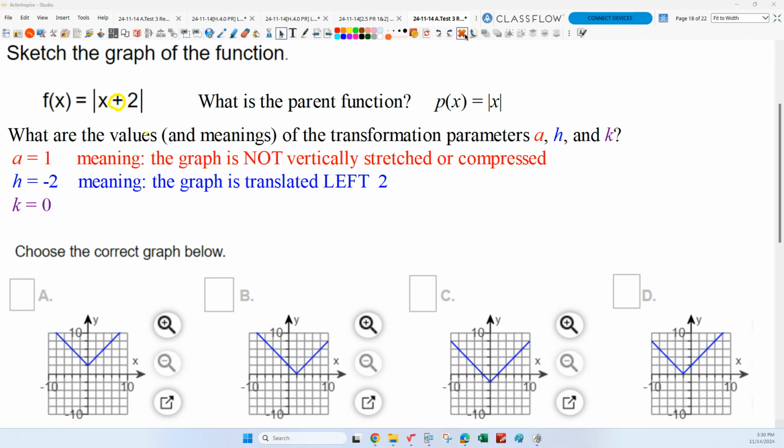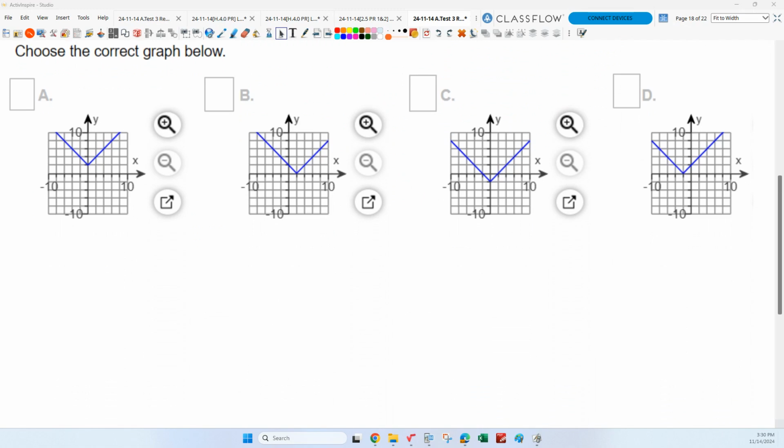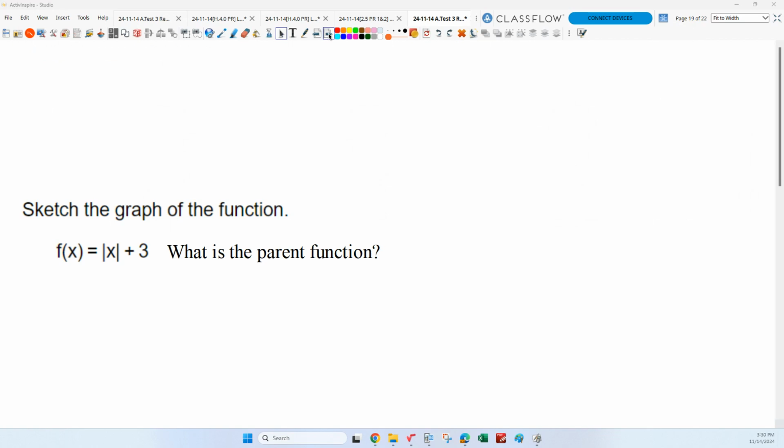K is 0. How far is it going? 0 vertically, so it goes nowhere. So then this is a pretty easy graph. You guys tell me if the only thing that's being done to our normal V-shaped absolute value graph is it's being translated left by 2, A, B, C, or D. Which one is it? It's D. We got it. Okay, another one. How about this guy?